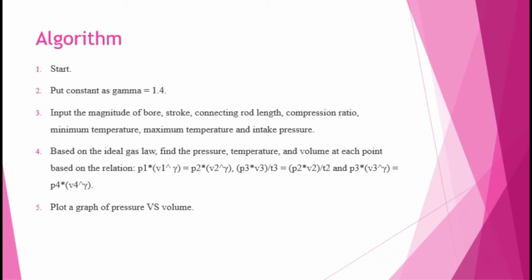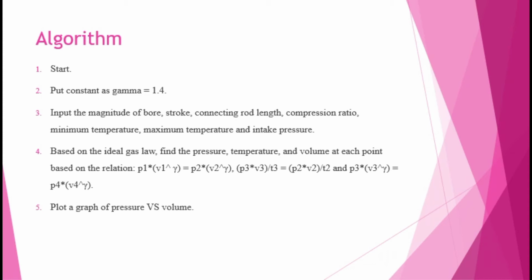This is the algorithm for our project to solve and create the PV diagram of the Otto cycle. First, we start the program of MATLAB. Second, put the constant as gamma equal to 1.4. Then third, input the magnitude of bore, stroke, connecting rod length, compression ratio, minimum temperature, maximum temperature, and intake pressure.